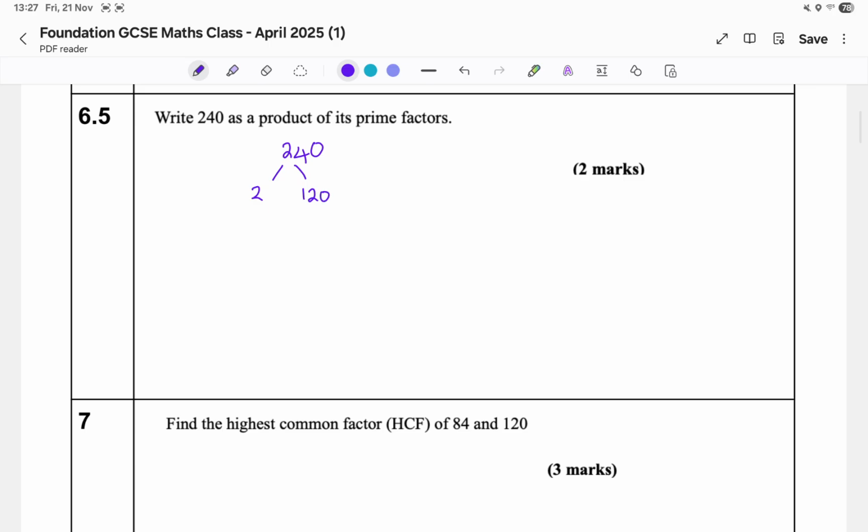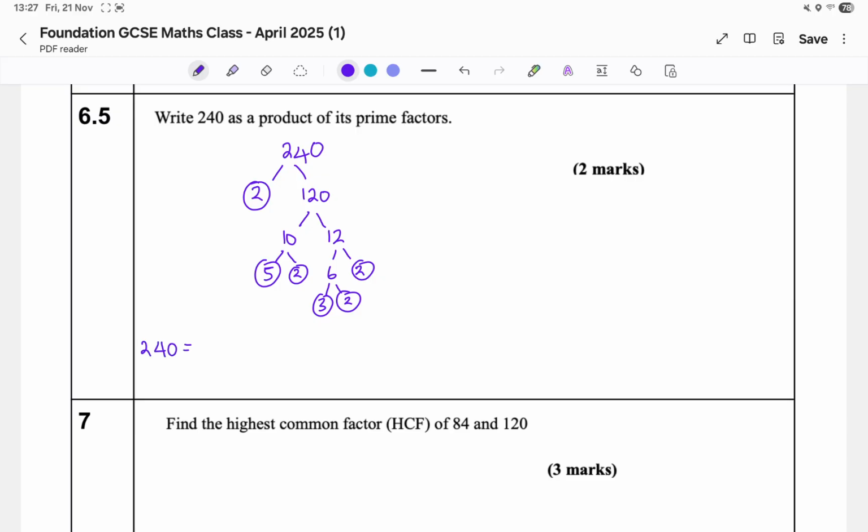2 times 120. I know 2 is a prime number, so I'm going to circle that. 120 is 10 times 12. I know neither of these are prime numbers. 10 is 5 and 2. Both of these are prime numbers. 12 is 6 times 2. I know 2 is a prime number, and 6 is 3 times 2. Both of these are prime numbers. And then you need to write them in order. This is how you display it.